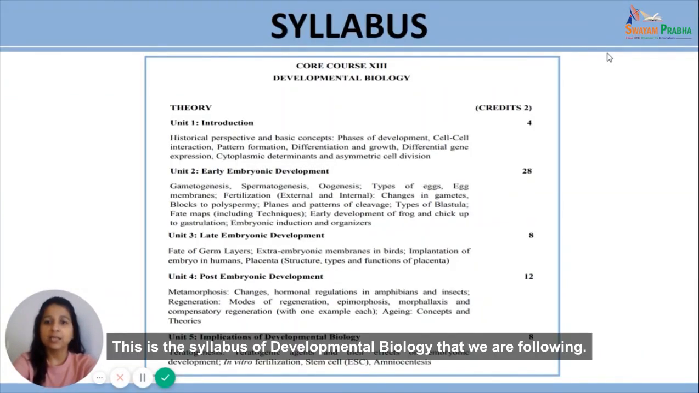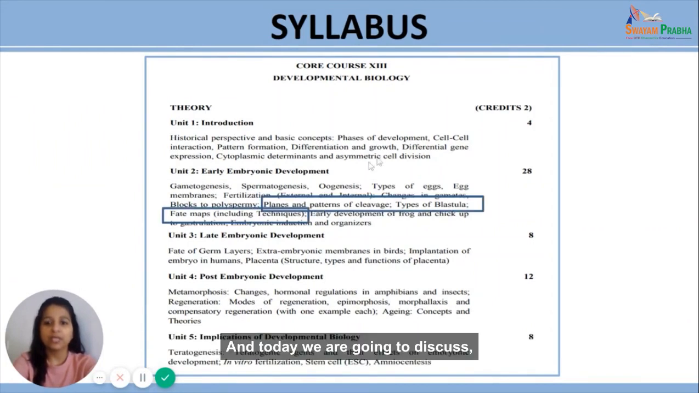This is the syllabus of Developmental Biology that we are following. And today we are going to discuss the planes and patterns of cleavage, the types of blastula and the Fate Maps.